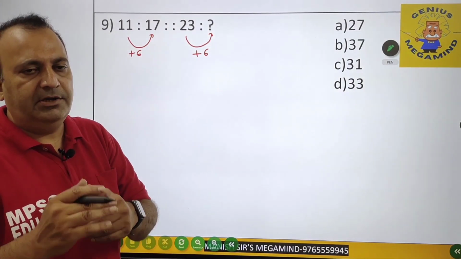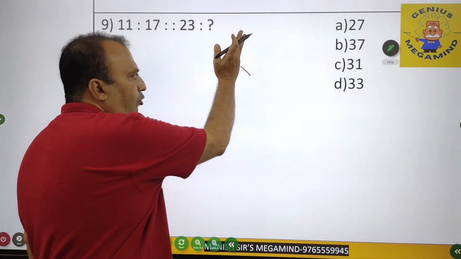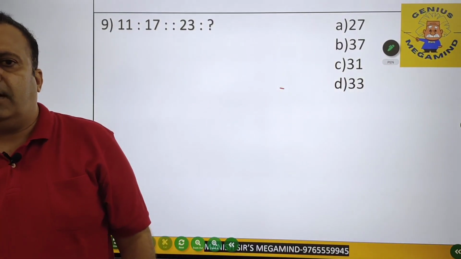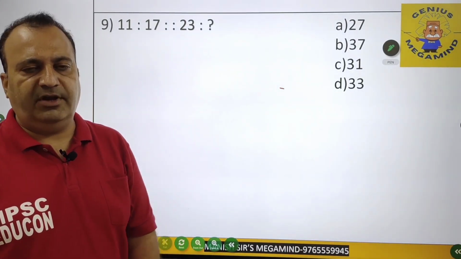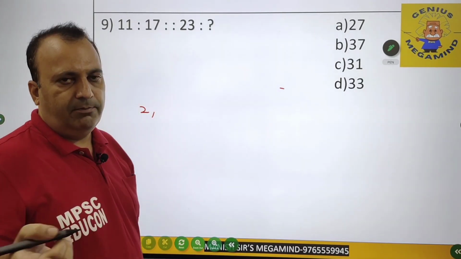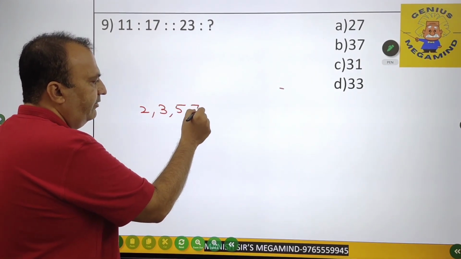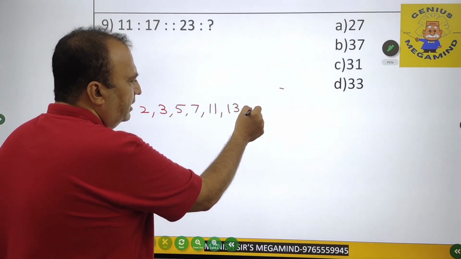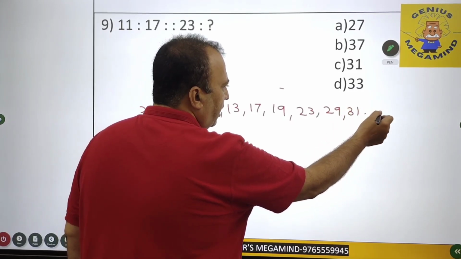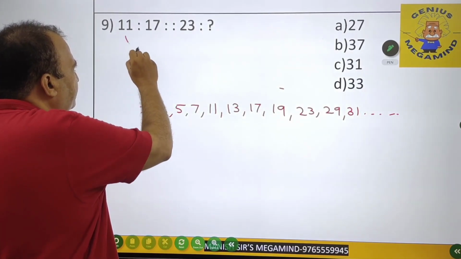No. So we have to entirely change our thought process. We have to change the logic. But if you observe the numbers very carefully, all the numbers look to you as what kind of numbers? Odd numbers. But more specifically, they are prime numbers. And prime numbers are those numbers which are divisible only by the same number and 1. So 2, 3, 5, 7, 11, 13, 17, 19, 23, 29, 31, and so on. This is a series of prime numbers.